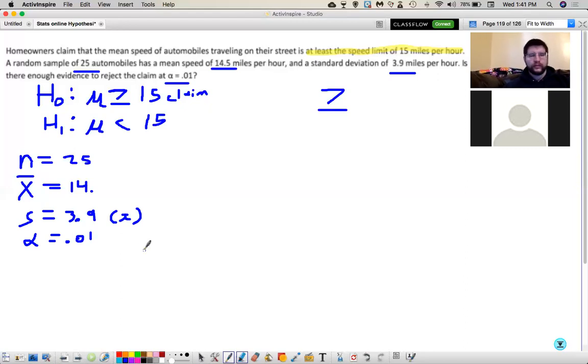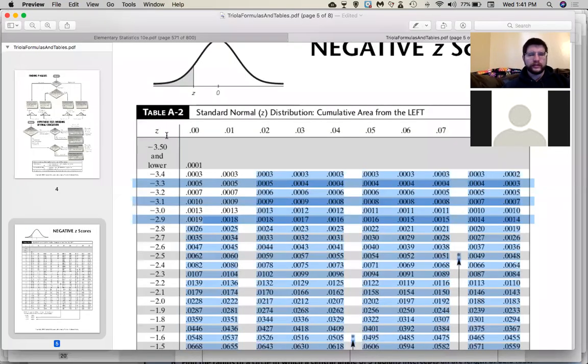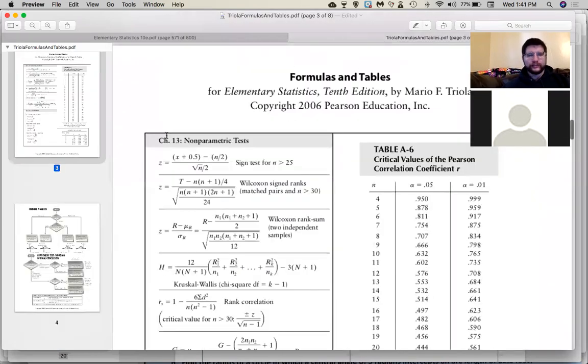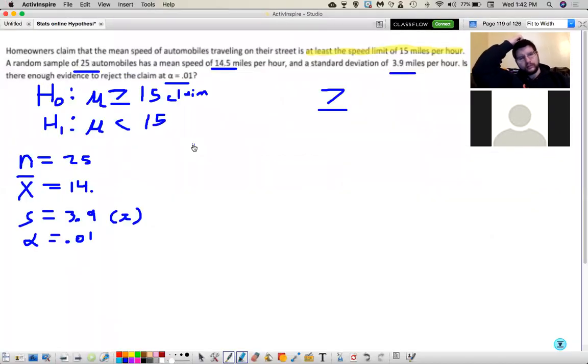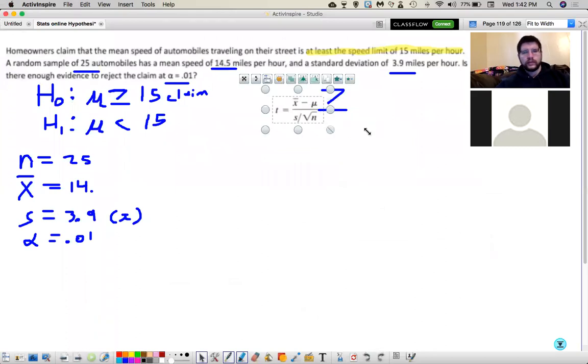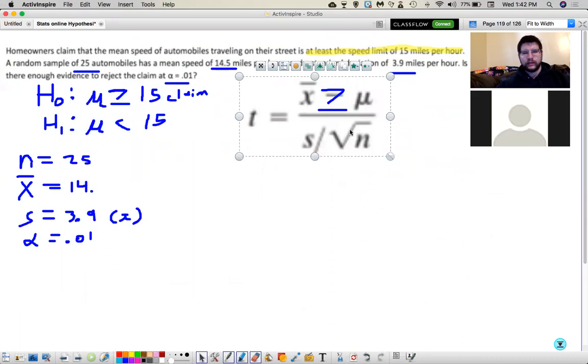Okay. So we are going to look over here and find our test statistic for T. It's pretty much the same formula as Z, just with S instead of sigma. So we got a T test going on this one. There it is.